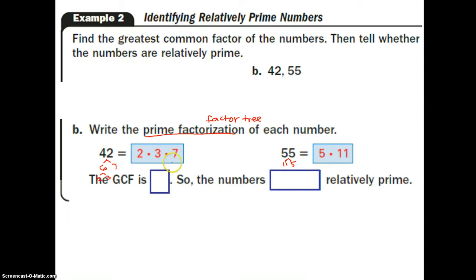You can see that nothing is in common. If nothing is in common, then the only thing they have in common is 1. I know you don't see that in the list because these aren't lists. These are factor trees or the prime factorization. So you're not going to have 1, but 1 is the only thing in common. So the numbers are relatively prime.